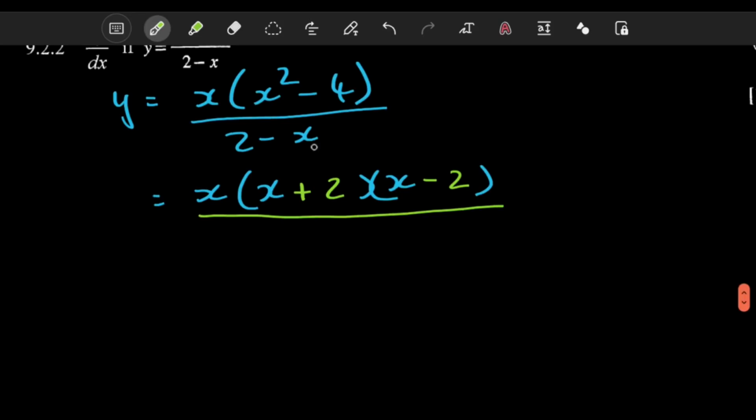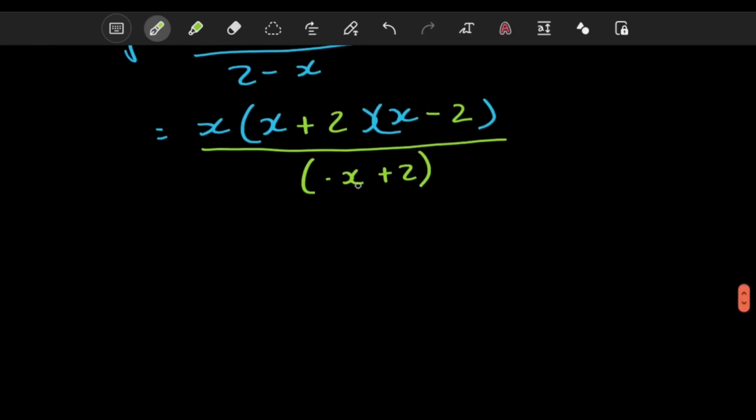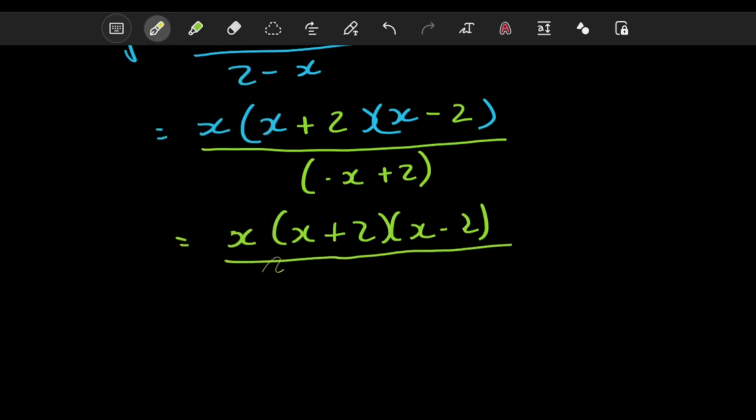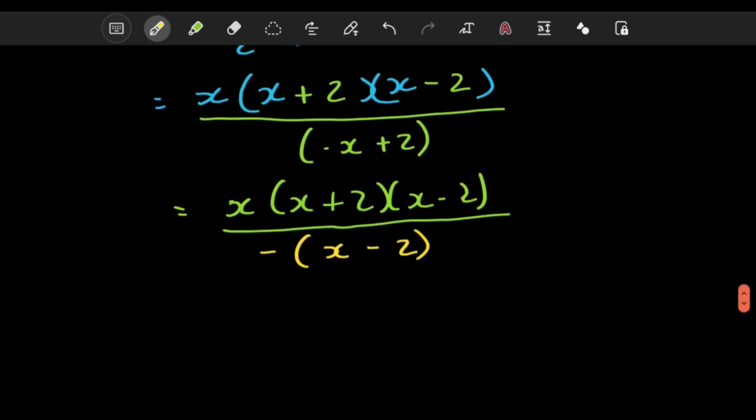At the bottom, you see this looks a lot like this. So you may want to swap around the x and the 2. And then here you can take out a negative as a common factor at the bottom. So let me just write the top first. And then at the bottom, you can take out a negative as a common factor. So if you take out a negative, you're going to have x as a plus there, and then that as a negative 2, you see.